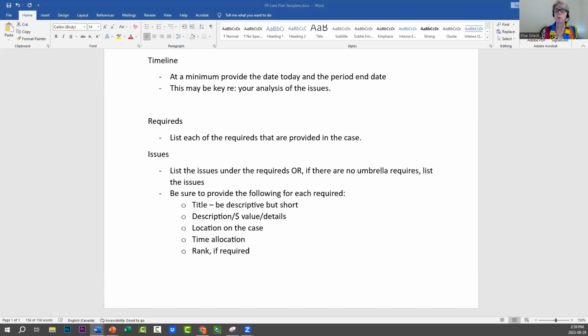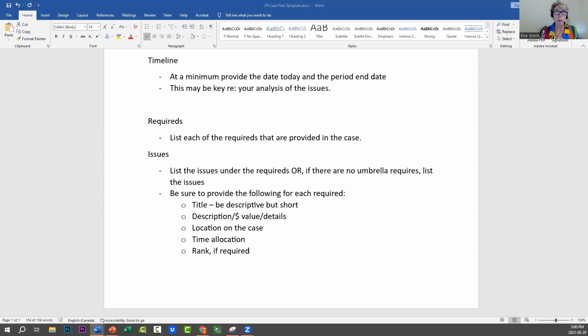Then where is it located on the case? I know I didn't mention this previously, but let's say I have a 5-page case. I really need to know where this information is because I don't want to be flipping through 5 pages trying to find it. So I like to note quickly that this is on page 3, paragraph 6, or it's in Appendix 2. And it's at the second half of the page.